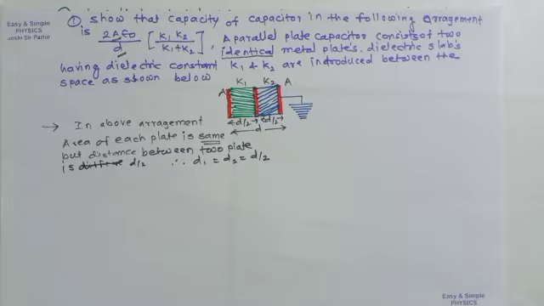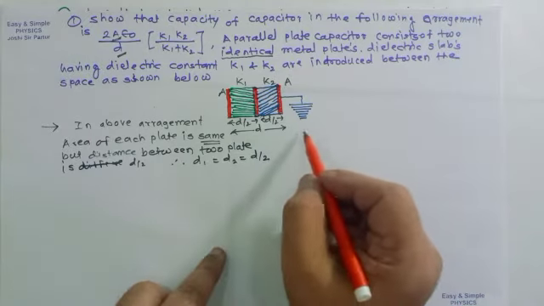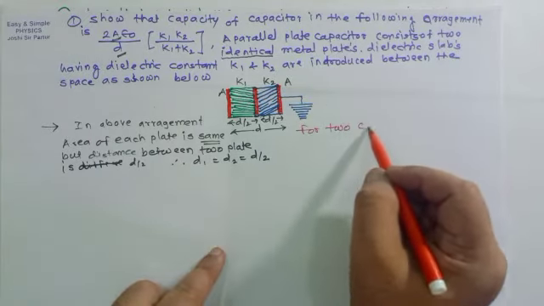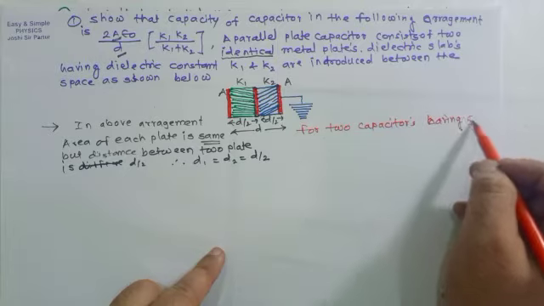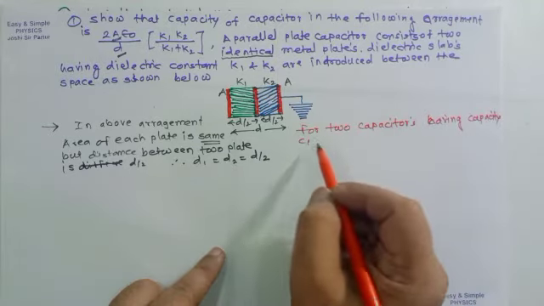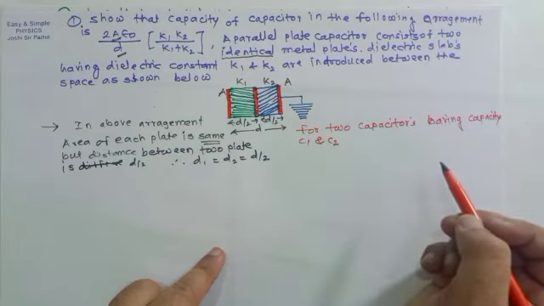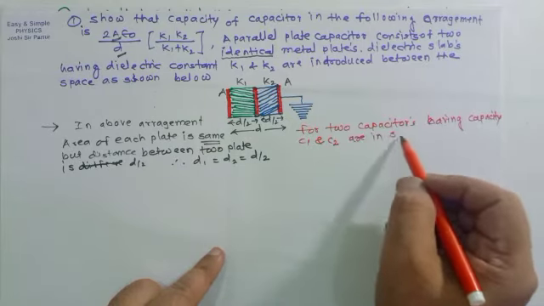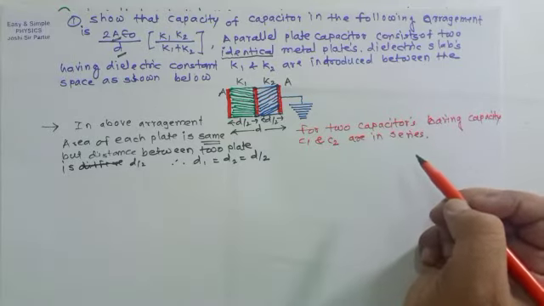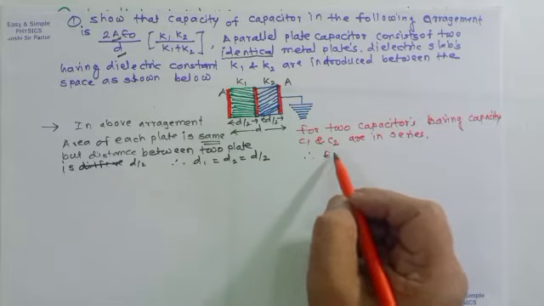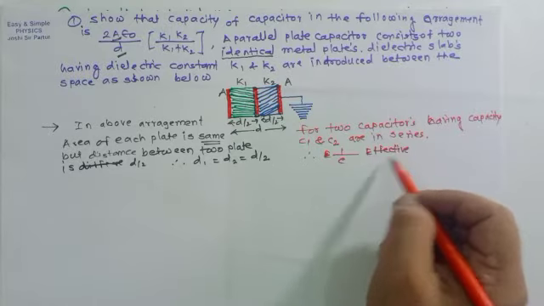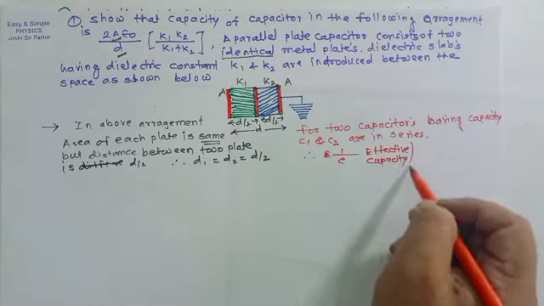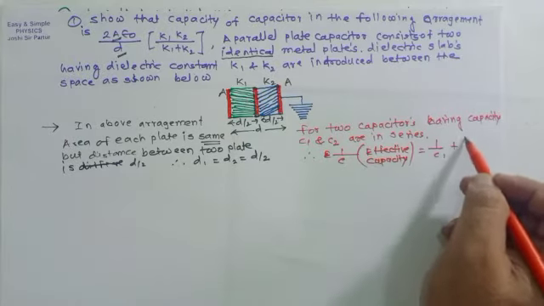Here we know that for two capacitors having capacity C1 and C2 in series, the effective capacity, 1 upon C, will be 1 upon C1 plus 1 upon C2.